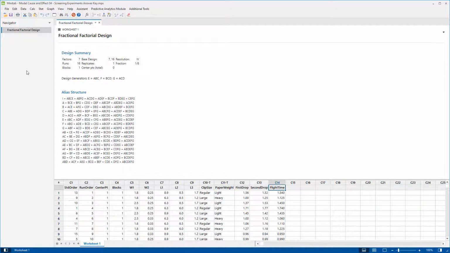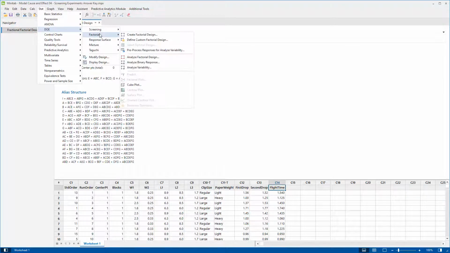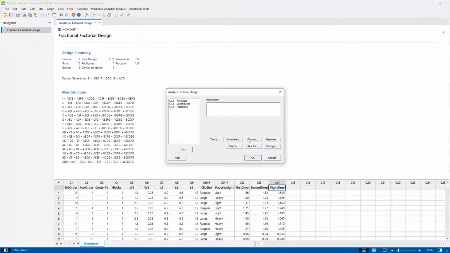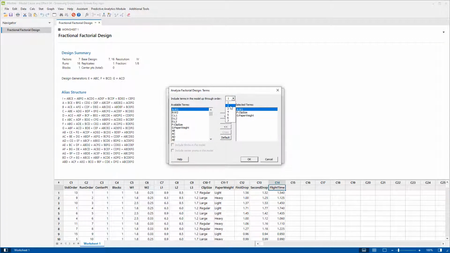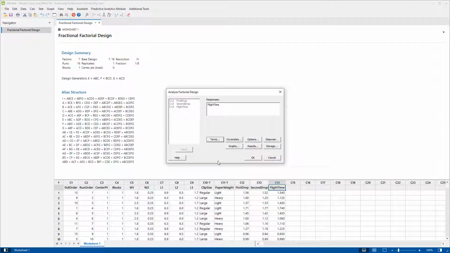Now I want to do the analysis of this experiment. So I'm going to go to the Stat menu, down to the DOE menu, and I'm going to choose Factorial, Analyze Factorial Design, and what I want to analyze is the flight time. For a screening experiment, I want to look at all the main effects. So I'm going to tell it to include all the terms up through order one, and it has chosen all the main effects. I'm going to click OK.